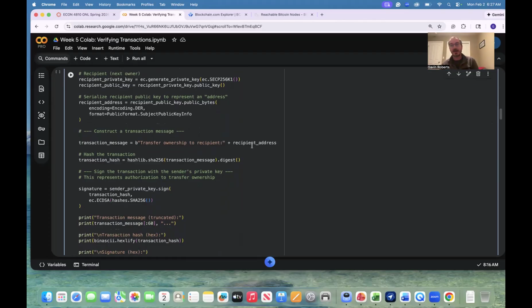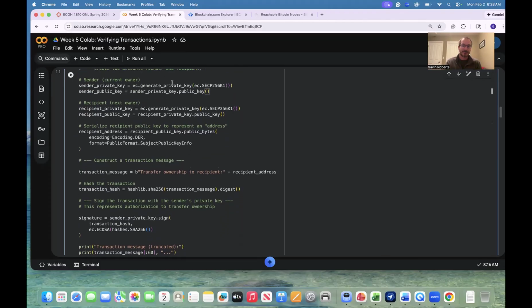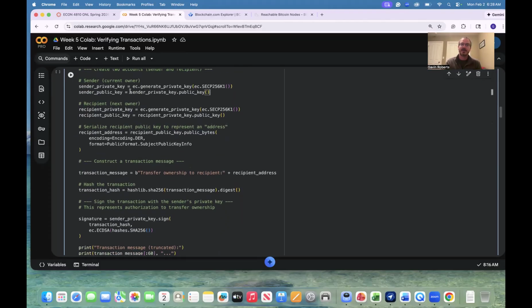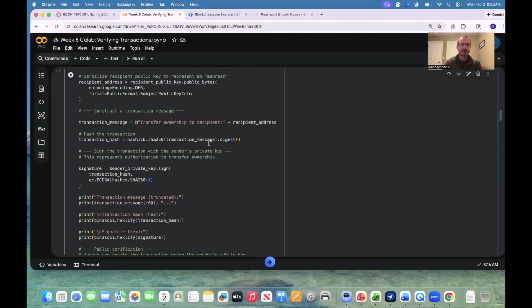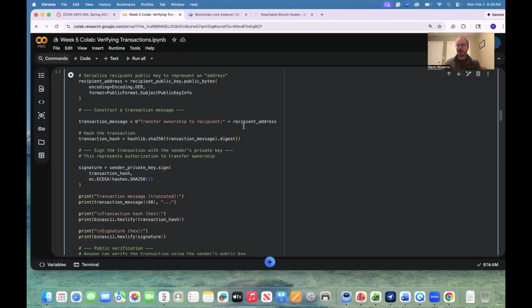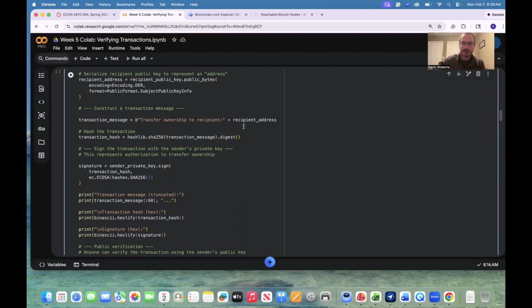Now we want somebody to send this Bitcoin, or our cryptocurrency, to, so we can make a recipient private key and a recipient public key in exactly the same manner as above. So this code is the same. All we're doing is the sender first and then the recipient. Then we serialize the recipient public key to represent an address. So this is how an address can be created. The recipient address is just for that public key. Public bytes is a function, and then just some encoding there to get it in the format that we'd like it in.